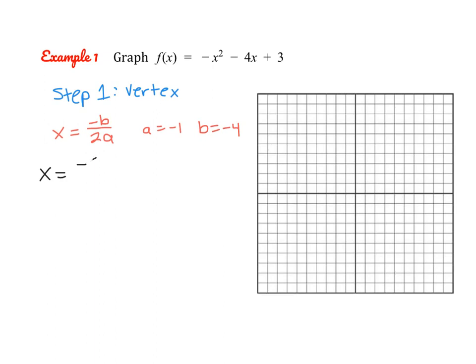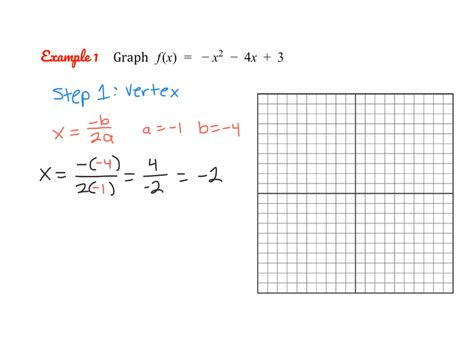So let's do our substitution. x equals negative, and then I always substitute with parentheses. b is -4, so notice I have 2 negatives. This negative is from the formula. This negative is from my b value. And then I do divided by 2 times, and we're going to substitute a with -1. And now we simplify. Negative times -4 is +4. 2 times -1 is -2. So we get x equals -2.